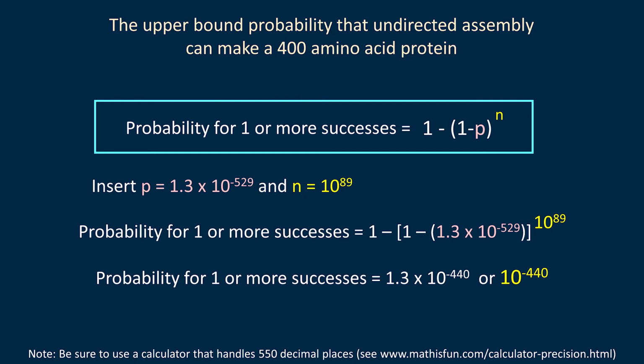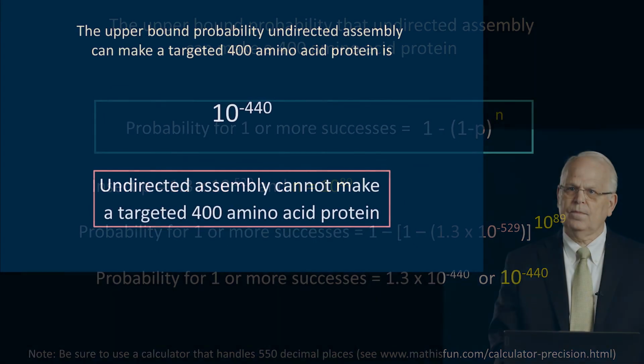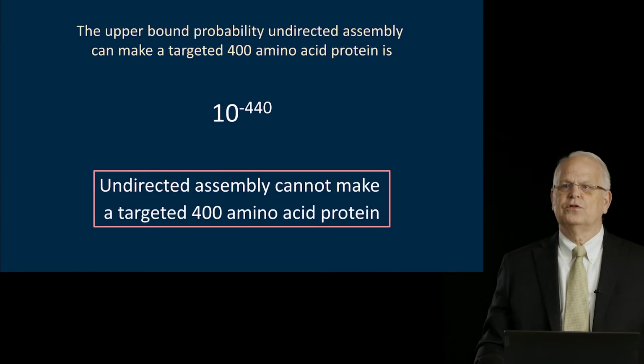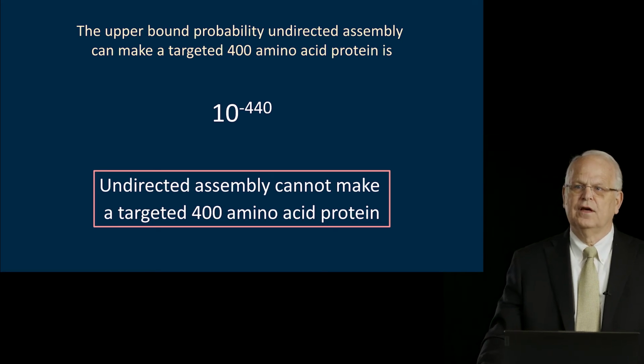Now, if you do this calculation, you can't do it on a simple hand calculator because it doesn't have enough decimal places. Your calculator needs to have 550 decimal places because we're dealing with very small numbers here. And a calculator like that can be found on mathisfun.com if you would like to try it. But you can't do it on a regular calculator. So the result of this calculation is that the probability for one or more successes is 1.3 times 10 to the minus 440, or 10 to the minus 440. Now that means the upper bound, the highest probability that undirected assembly can make a targeted 400 amino acid protein is 10 to the minus 440 power.